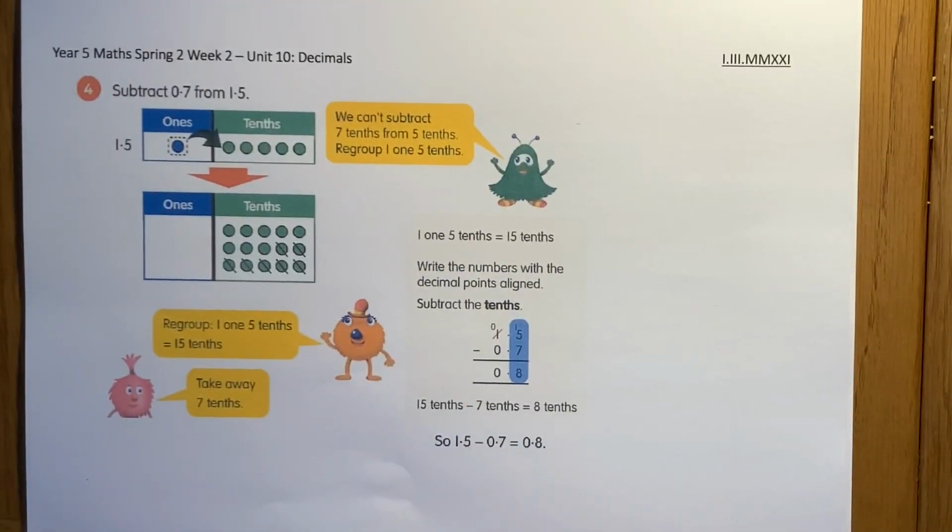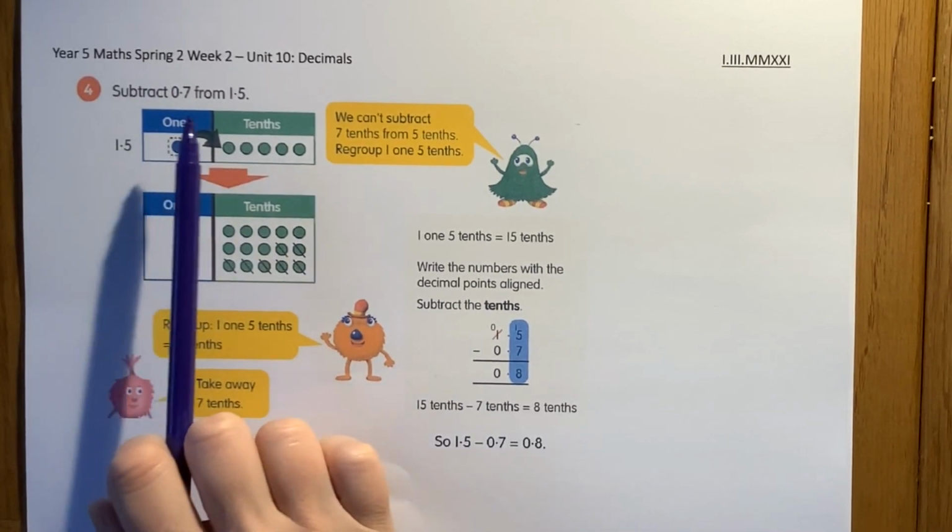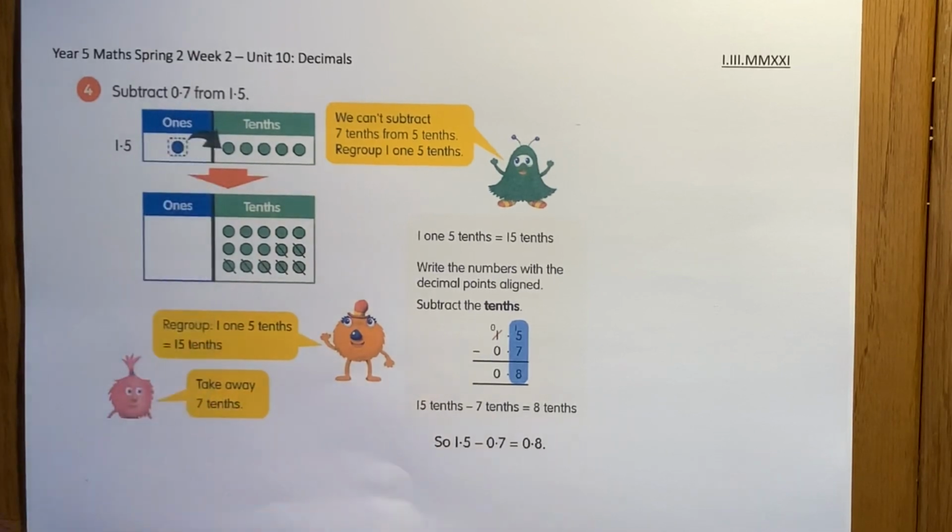Okay, so now we're moving on to if we have to do some regrouping then. So this is exactly the same as we've done before, just with decimals instead of whole number integers. Right, okay, so let's have a look. We've got to subtract 0.7 from 1.5.